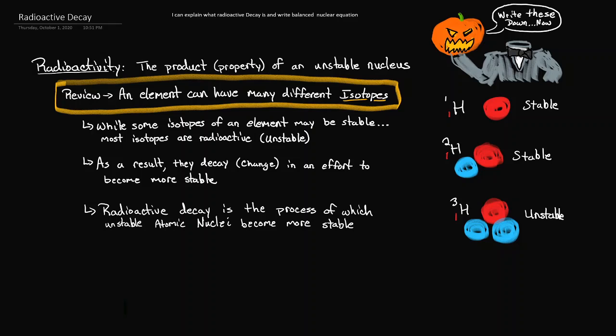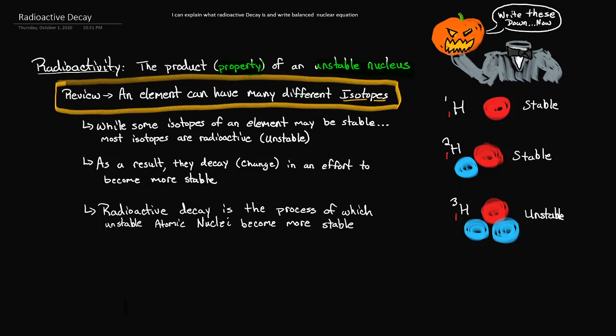Last time we talked about the atomic nucleus and how it consists of protons and neutrons, and it's a dense central point of the nucleus, and all the different notations, and what mass number and atomic number represent within an atom. So this time we're going to move on and talk a little bit about radioactive decay. So, what is radioactive decay? You can think of it as a property of an unstable nucleus.